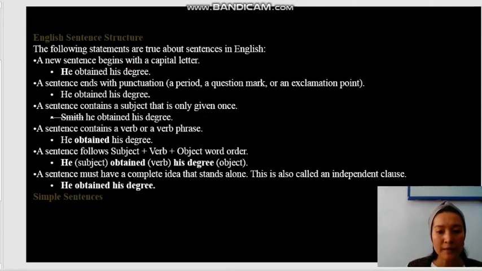How to make up a sentence correctly. He, it is a subject. Obtained, it's a verb. His degree, object. So the object answers questions like what. A sentence must have a complete idea that stands alone. This is also called an independent clause. He obtained his degree. So I have just explained to you English sentence structure.